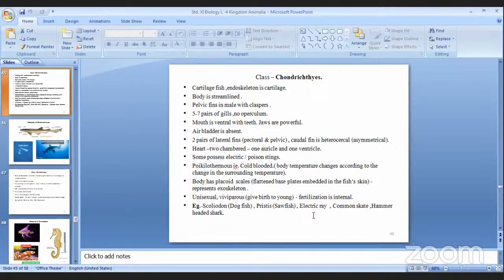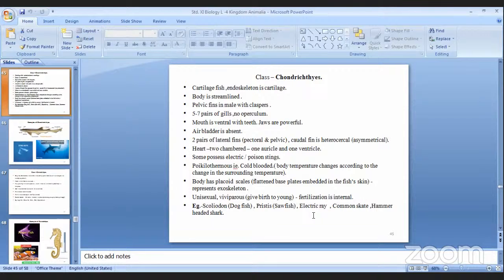Pelvic fins in males have claspers. There are 5 to 7 pairs of gills. No operculum. The mouth is ventral with teeth. Jaws are powerful. Air bladder is absent. Two pairs of lateral fins are present, that is pectoral and pelvic. The caudal fin is heterocercal, that means it is asymmetrical. The two lobes of the fin are not the same, they are unequal, hence we call it asymmetrical or heterocercal.